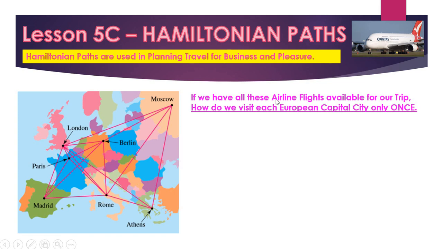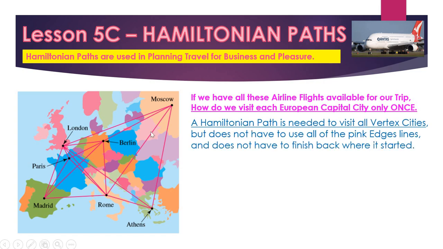And that's what we're talking about. We're talking about how you could go on a holiday in Europe and visit all of these capital cities on this map, doing only one flight between each city and only visiting each city once. And my son did a recent big tour of Europe, Eastern Europe, and he had to do this same sort of planning actually, and plan himself a Hamiltonian path to do his trip, combined with flying and taking buses and trains. So Hamiltonian paths are needed to visit all of these vertex cities.